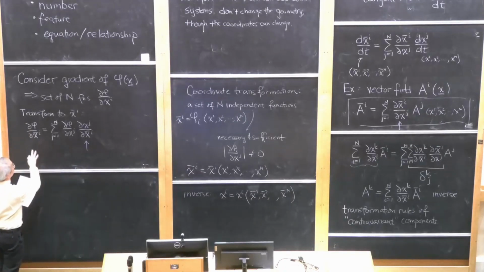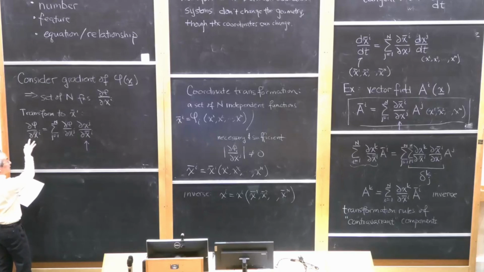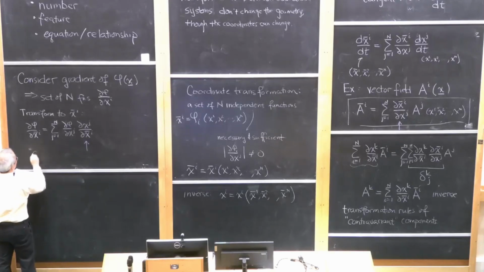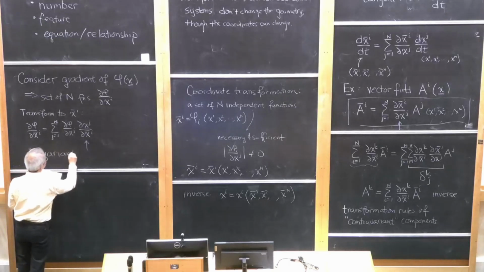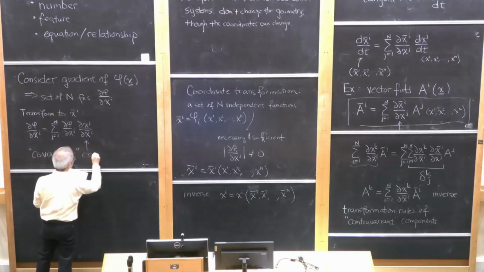So basically what we have is that this set of functions is a different sort of vector. The terminology that we use for that is that we call this the transformation rule for covariant components.